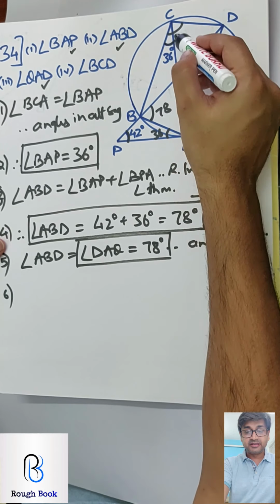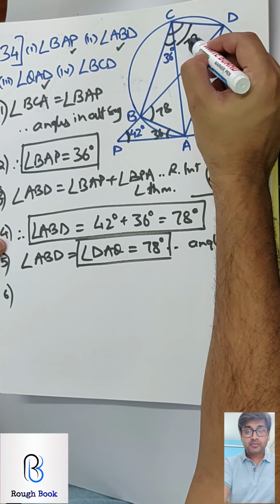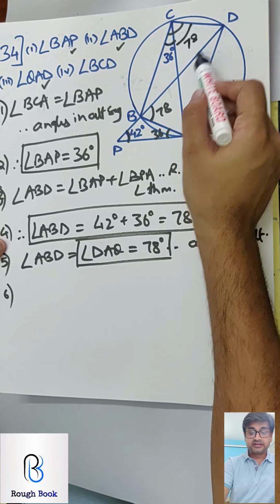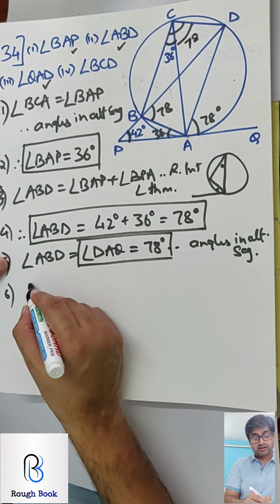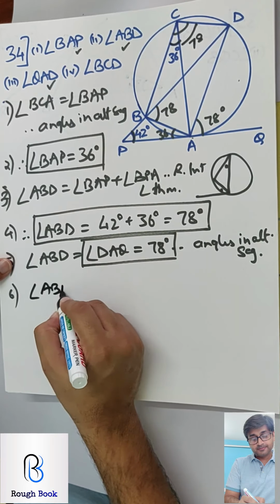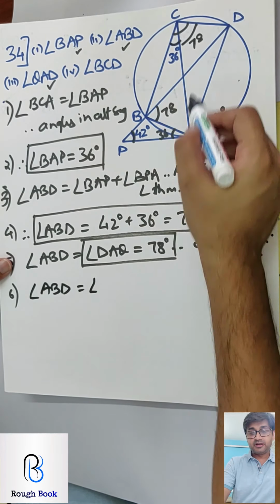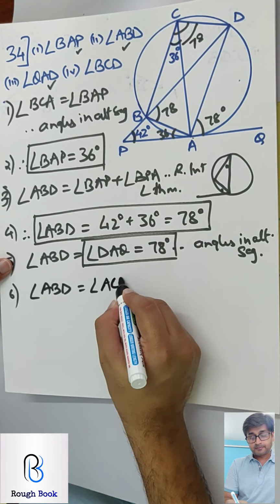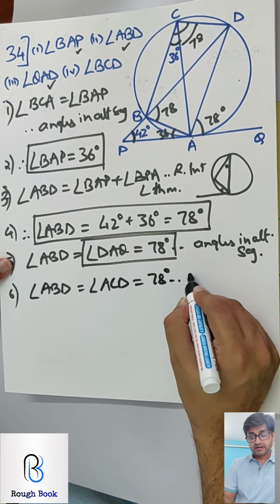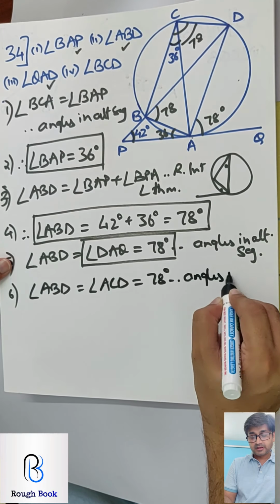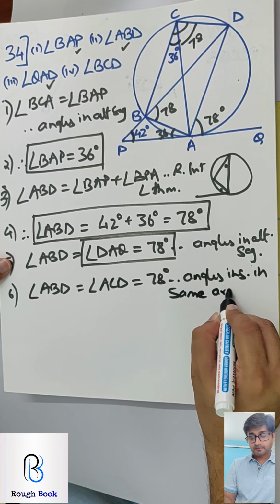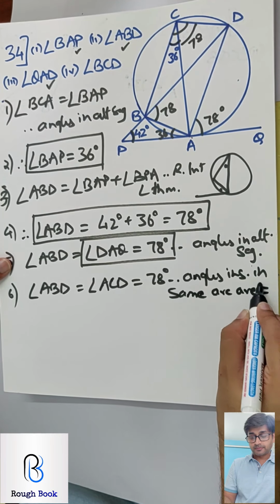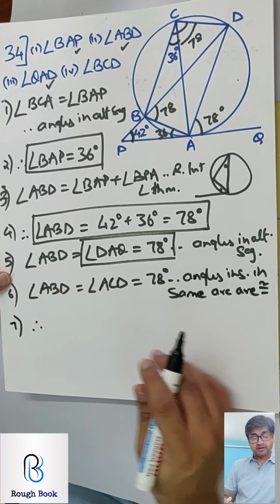So I think this can be said as 78. Yeah. Angles inscribed in the same arc, and then we can add the two. That's the easiest method. So let's say angle ABD equals ACD equals 78. Angles inscribed in the same arc are congruent. No short forms allowed in the exam.